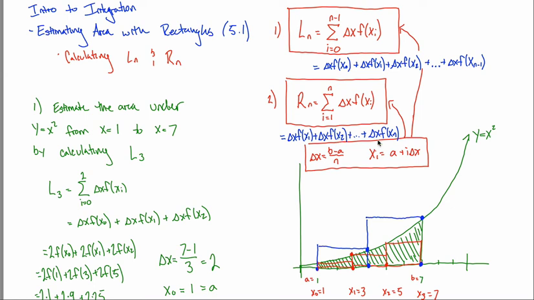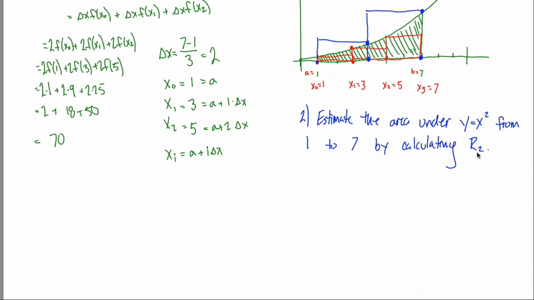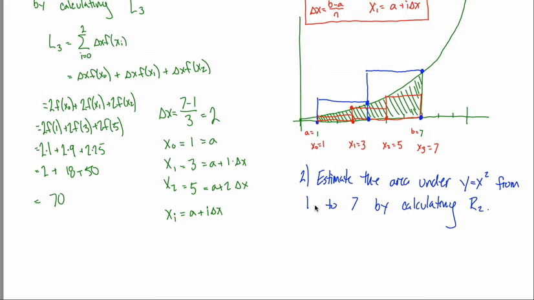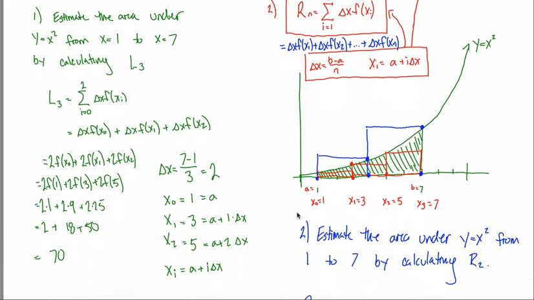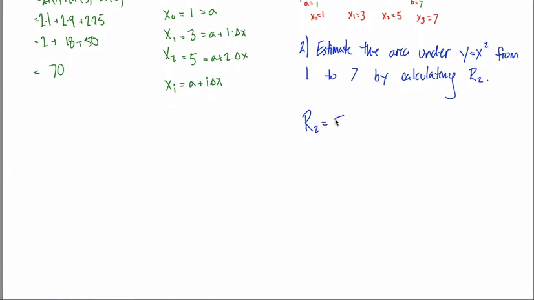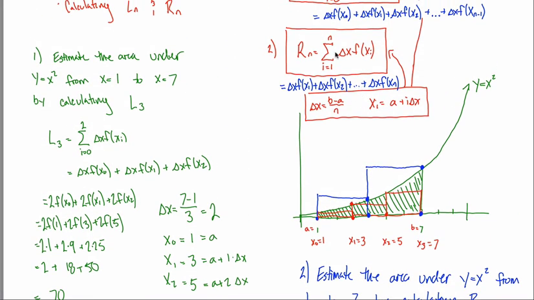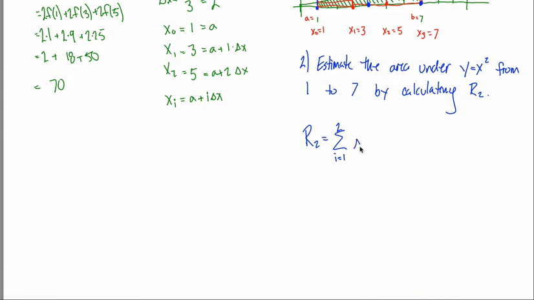And you keep going until you get to f of xn. Unlike up here where we stopped at n minus 1, down here we stop at n. So in this specific example, where I'm asked to calculate R2, I have a formula for R2. Essentially, I'm going to copy this formula, except I'm going to change all the n's into 2. So I want the sum from i equals 1 up to 2 of delta x f of xi. That's my formula for R2.